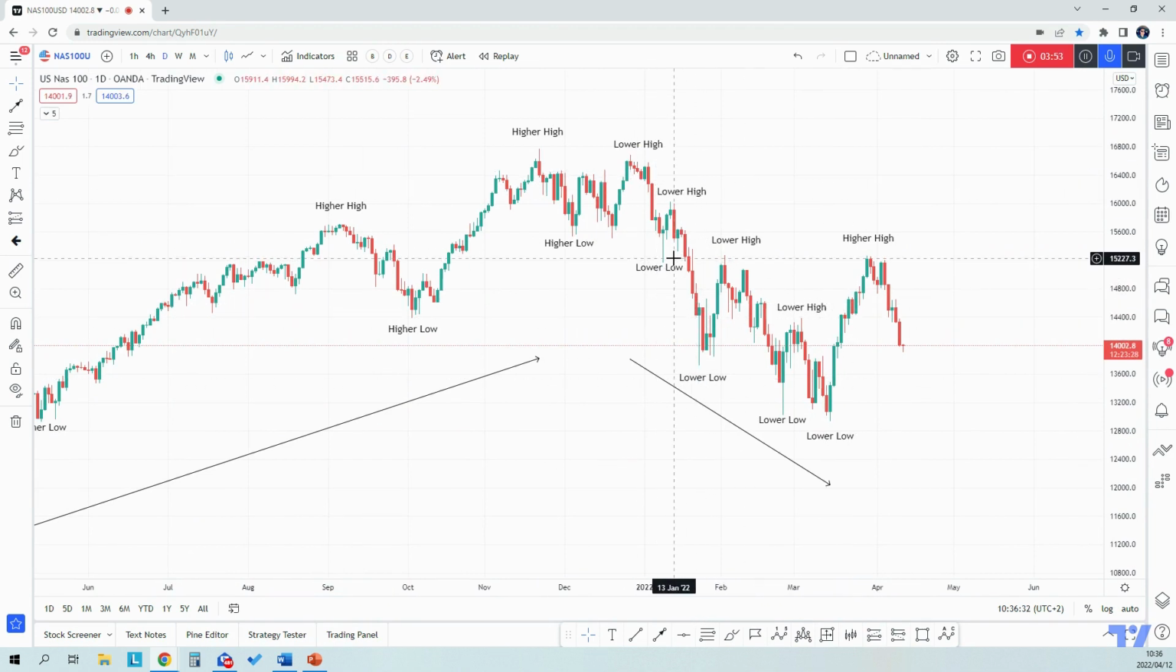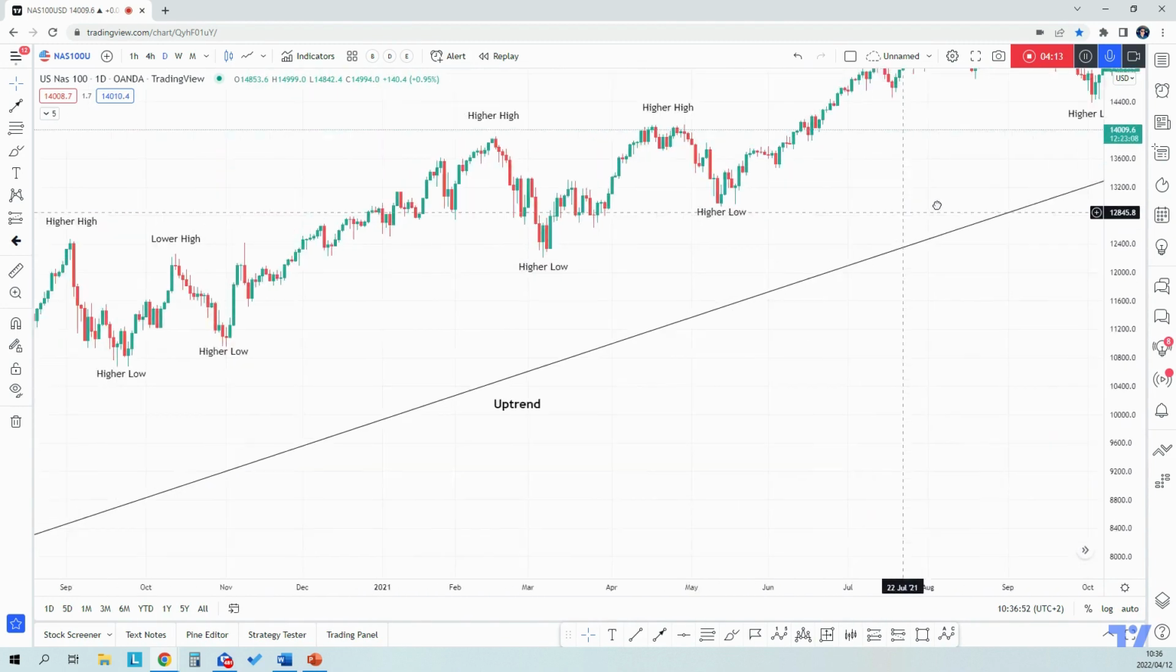We then saw the formation of another lower low and a lower high, and a lower low and a lower high, and a lower low. And what we've seen now is a higher high. So we saw a high form that is higher than this previous one. So we've got to sit up and take note. Is this a reversal? That is possible.